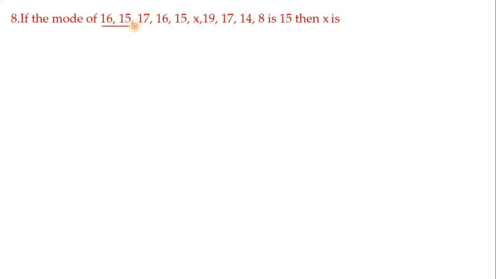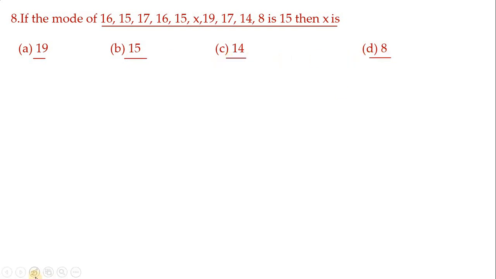If the mode of 16, 15, 17, 16, 15, x, 19, 17, 14, 8 is 15, then x is. Given options are 19, 15, 14 and 8. Children, just use your common sense. Here they have given a few scores, and the mode of these scores is 15, which means 15 is repeated the maximum number of times in these scores. Understood? Now see the option 19. 19 cannot be the answer because 19 appears one time here, and if x is also 19, then 19 is repeated only 2 times. So then it cannot be the mode. That 15 is the mode.